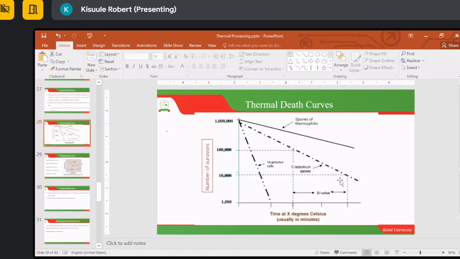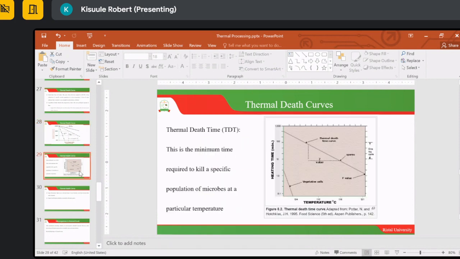The spores have a high tolerance to heat, but we'll also see that some, such as some thermophilic spores, take a lot of time to die. These require longer exposures to heat to be denatured. So the thermal death curves, the other TDT, we are saying this is the minimum time required to kill a specific population of microbes at a particular time.